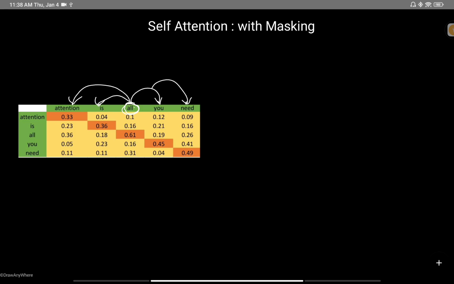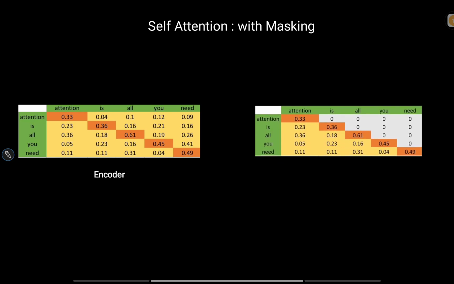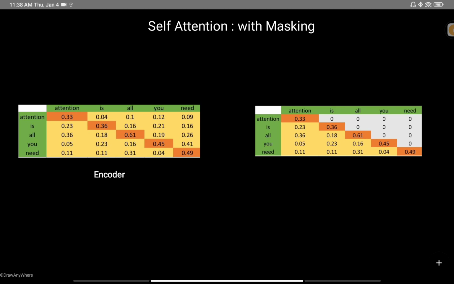But it is not the case when we are talking about the decoder side. This is what we have talked about for the encoder side. On the decoder side, the decoder is mainly trained for next token prediction or next word prediction, right? So we need to mask out the future tokens for each of these tokens. So for the token attention, it can only look till this part, and after that it is all zero, right? Because it cannot look ahead at the tokens that are coming in the future. If it looks into the future tokens, that is kind of cheating, right?